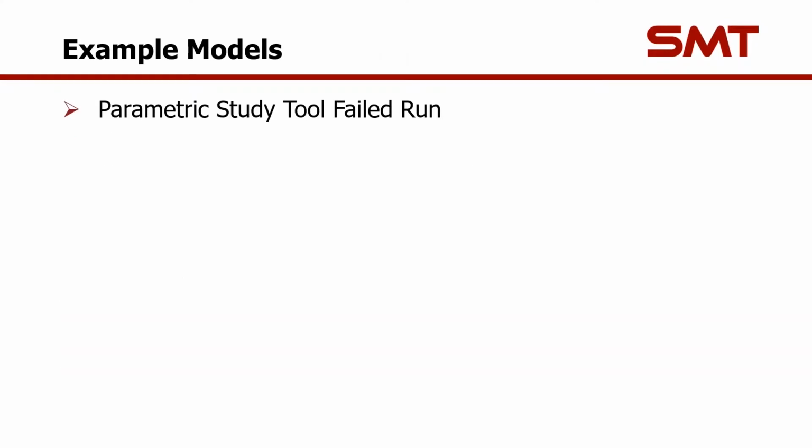Now, the first example model is where the Parametric Study Tool has failed. And we can have a look at the different options that are available in MASTA to look at which run has failed and how to advance your search for the problem in the model.